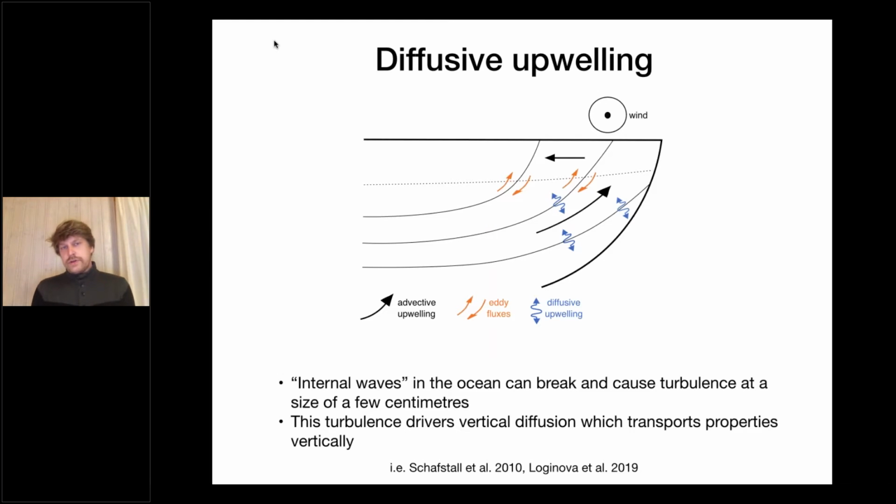Then there's another very important process, which I call here diffusive upwelling. In the ocean, we also have so-called internal waves. This is when you have your coffee pot and you have warmer milk above or colder coffee below, and then there's this wave inside. And if you mix it, this wave creates turbulence at 2 centimeter scales, and then the milk is diffusing and you have the same color. So this turbulence is actually very important also because it drives vertical fluxes of different tracers, for example, oxygen. And so we have to understand all these different processes if we want to understand upwelling systems.